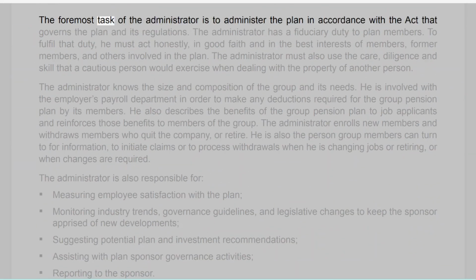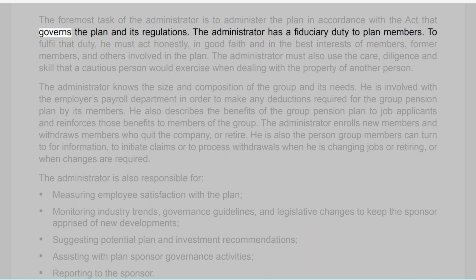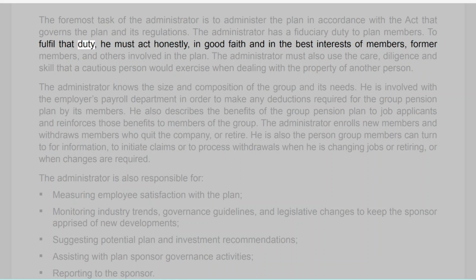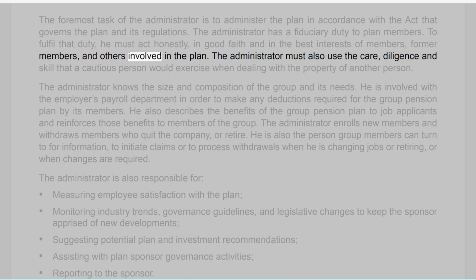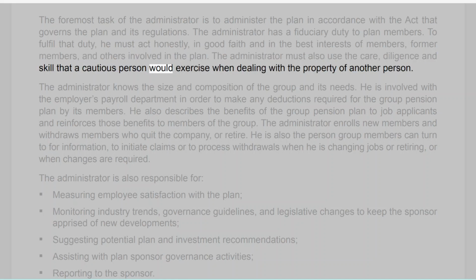The foremost task of the administrator is to administer the plan in accordance with the act that governs the plan and its regulations. The administrator has a fiduciary duty to plan members. To fulfill that duty, he must act honestly, in good faith, and in the best interests of members, former members, and others involved in the plan. The administrator must also use the care, diligence, and skill that a cautious person would exercise when dealing with the property of another person.